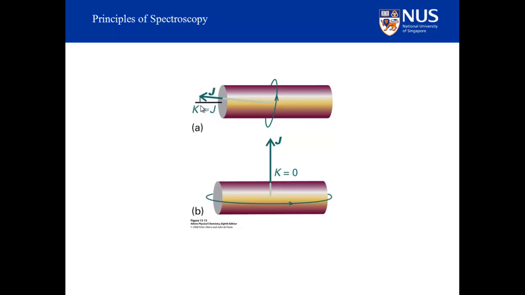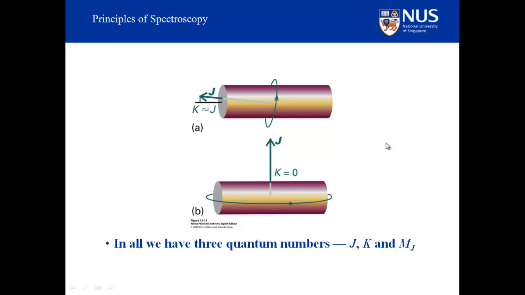However, if I'm rotating my molecule perpendicular to the principal axis, then the projection of this onto my principal axis will be 0, and so K will be 0. You can see that K will go from being positive J all the way through 0 to negative J. So that is where the values of K are coming from. In this case we have three quantum numbers arising for a symmetric top, and they are J, K and MJ. And they arise because we are solving boundary conditions associated with each degree of freedom of the molecule.